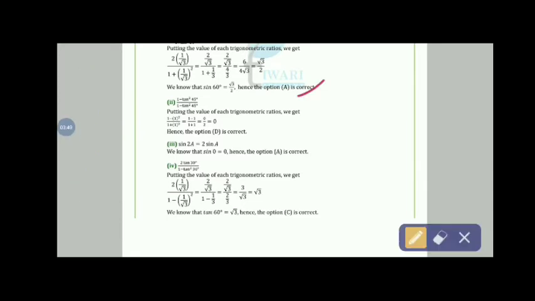Now if you move towards the next part, it is given (1 minus tan square 45 degree) whole over (1 plus tan square 45 degree). Again putting the values of tan square 45, as we know it is 1, so 1 minus 1 square over 1 plus 1 square, which is equal to 1 minus 1, that is 0, 0 upon 2 is 0. So D is the correct option.